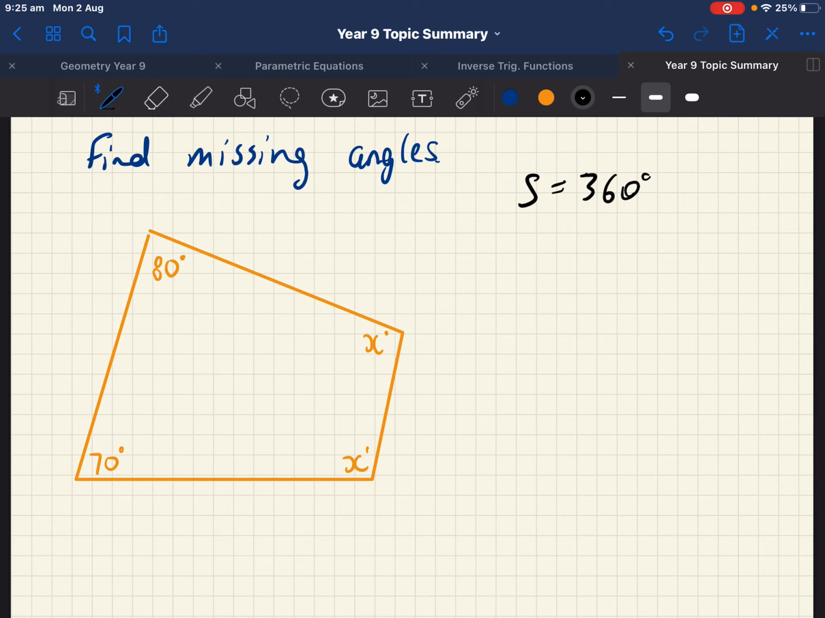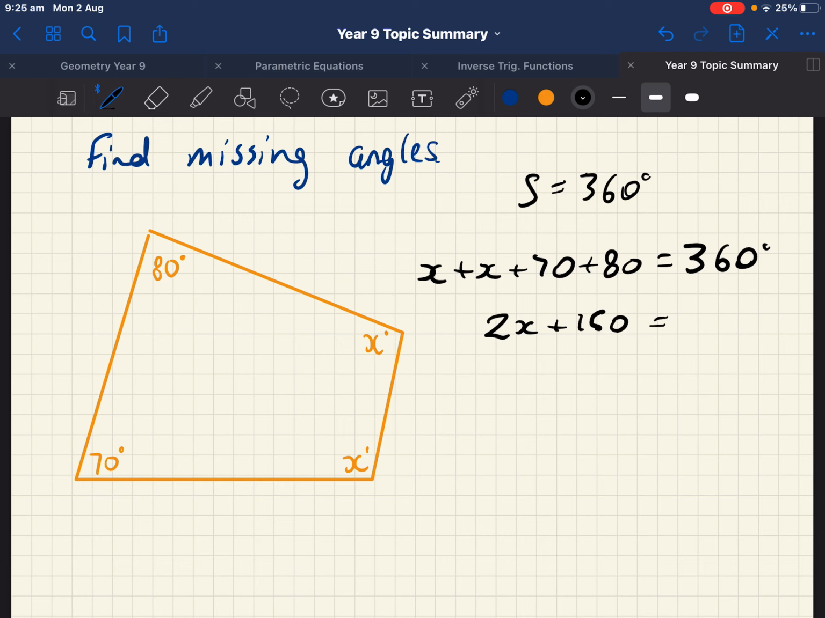All right, so in this case, there's four angles in total. So this angle plus this angle plus this angle and plus this angle. These four angles, if you add them all together, equals 360 degrees. That's what we've learnt in this geometry topic. We now have an equation which needs to be simplified. That's for sure. That's meant to be a 150, by the way.